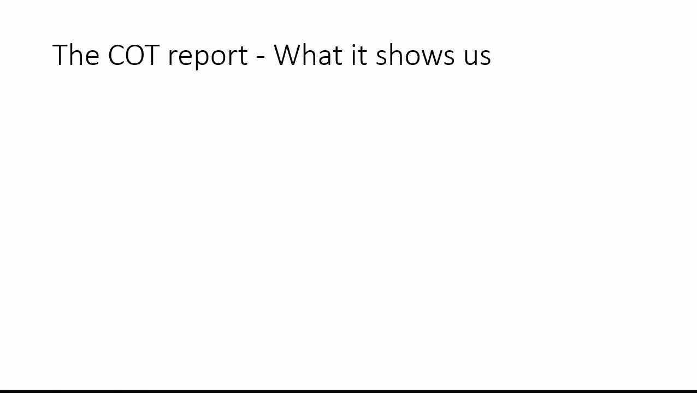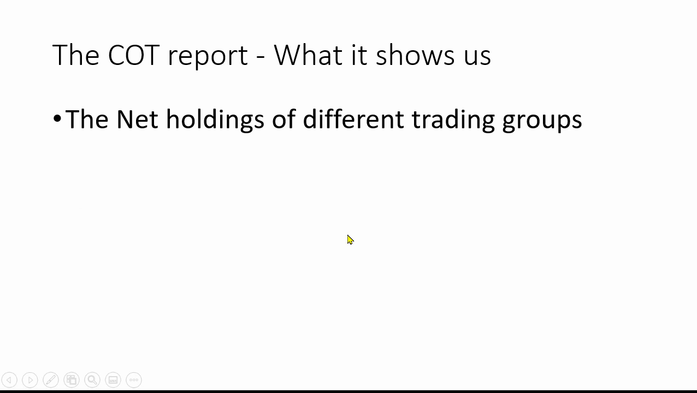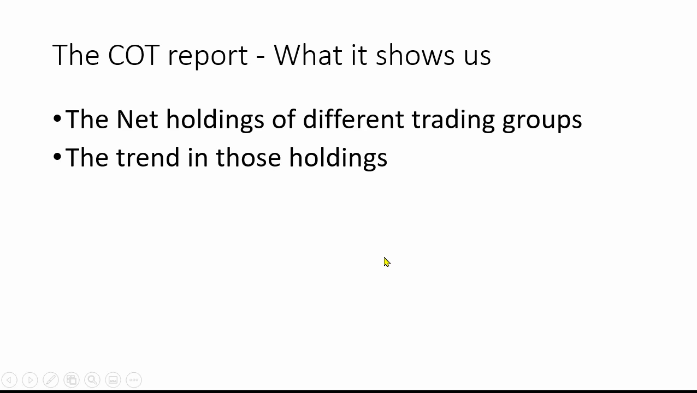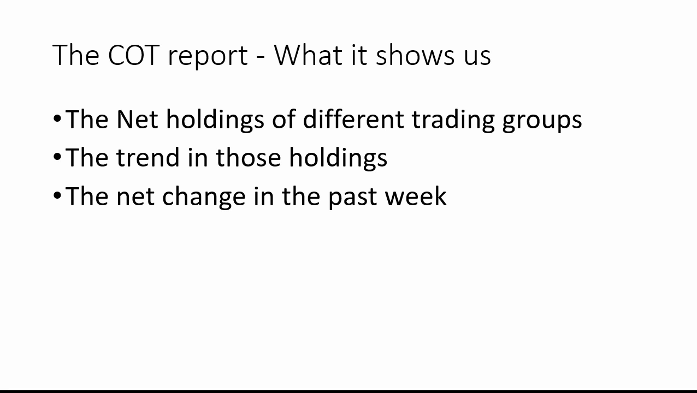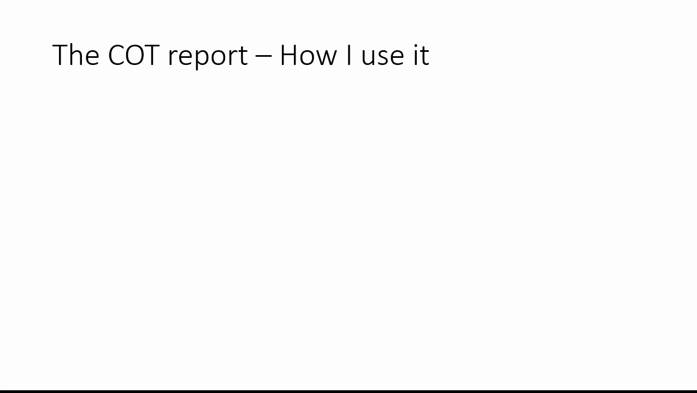So what does it show us? It shows us the net holdings of different trading groups, i.e. the sentiment from those different trading groups. We'll talk about those in a moment. The trend in those holdings, i.e. what they're doing, are they getting bigger or smaller, are they bullish, are they bearish, shows us a trend of their positions. And it also shows us the individual net change in the past week, so it can give us a sign of things that might be changing. So that's what it shows us.